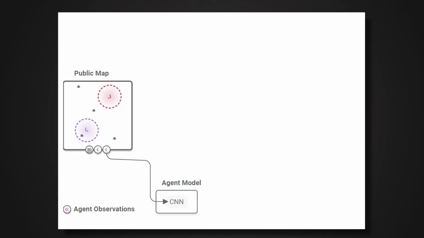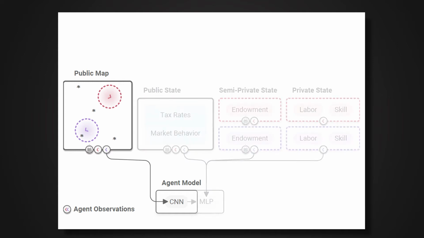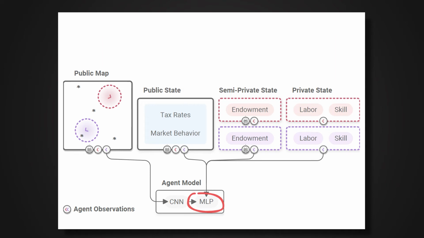On the agent's side, we first have a convolutional neural network dedicated to observing the world. Indeed, this type of network is typically used in the field of computer vision. A multi-layer perceptron, which is a more generic type of neural network, is then used to combine this observational data with the knowledge that the agent has about the tax system and about its own internal state.